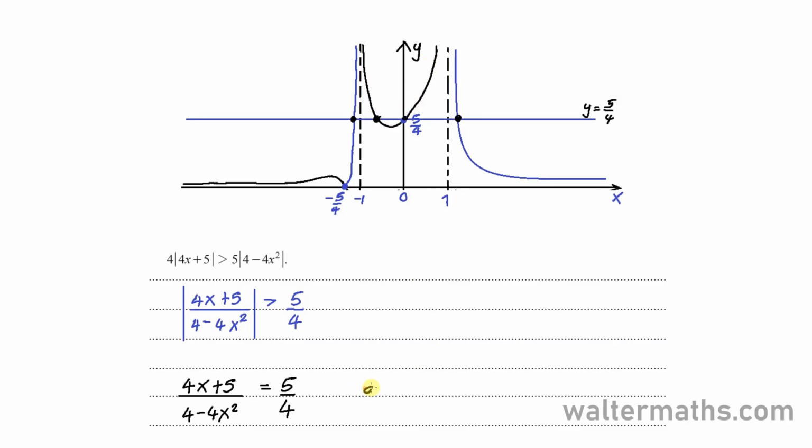And we also want to find where the reflected part of the graph, which is the one in blue, which is minus of (4x plus 5) over (4 minus 4x squared), intercepts the same line, which is y is equal to 5/4. So here we're talking about these 2 points. So let's work that out.